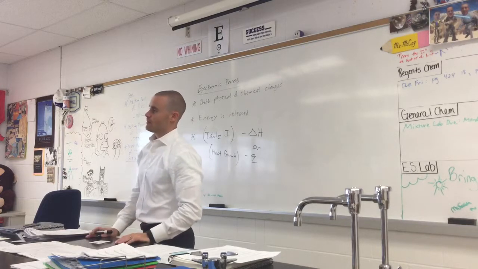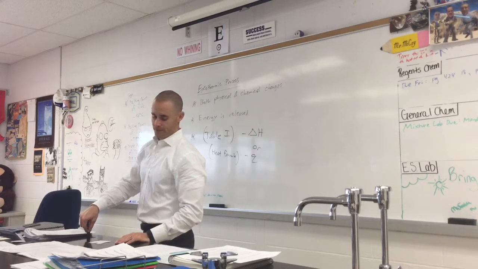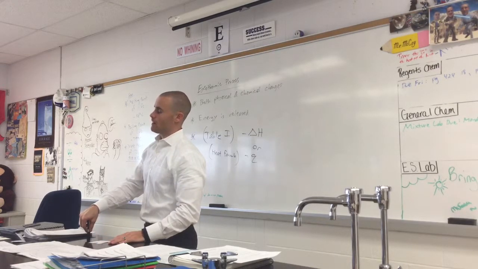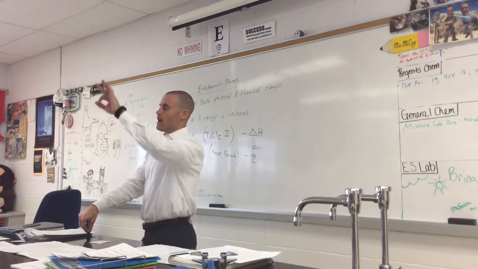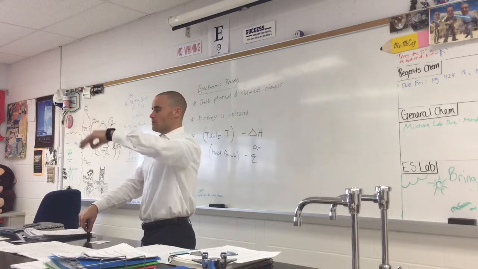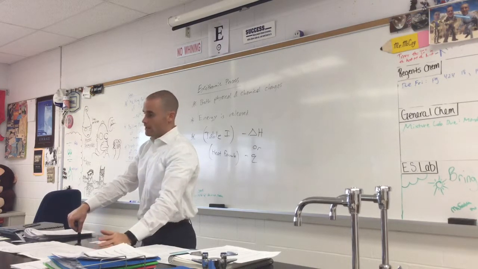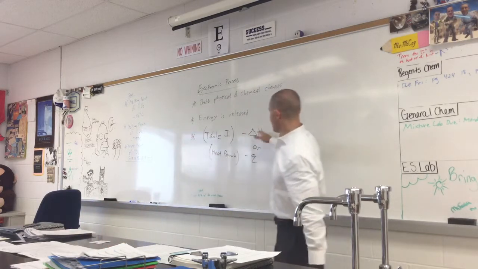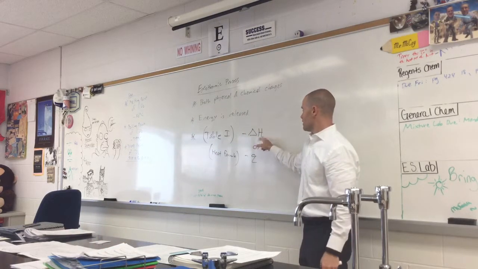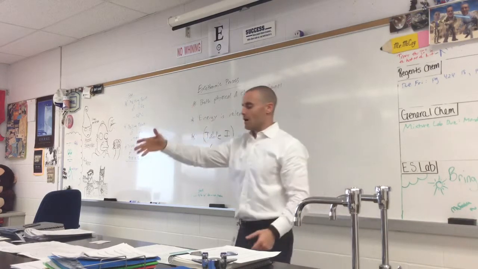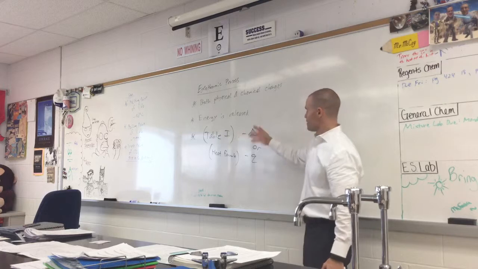Q equals mC delta T. Good. Q equals mHf. And Q equals mHv. All three have Q equals. What does Q stand for? Look at the little key there. Heat. So as far as you're concerned, delta H means change in heat, and Q means heat. So it's two different tables: Table I, and then the back has some equations.